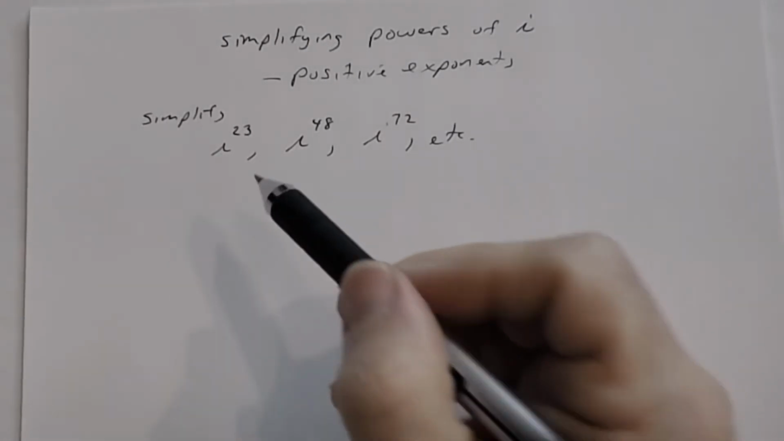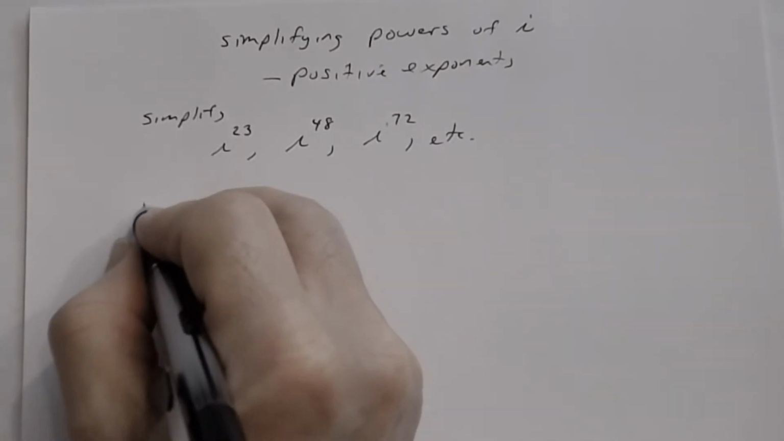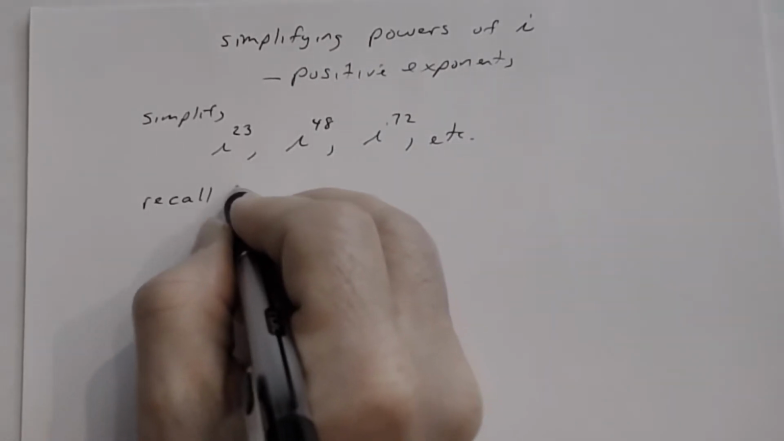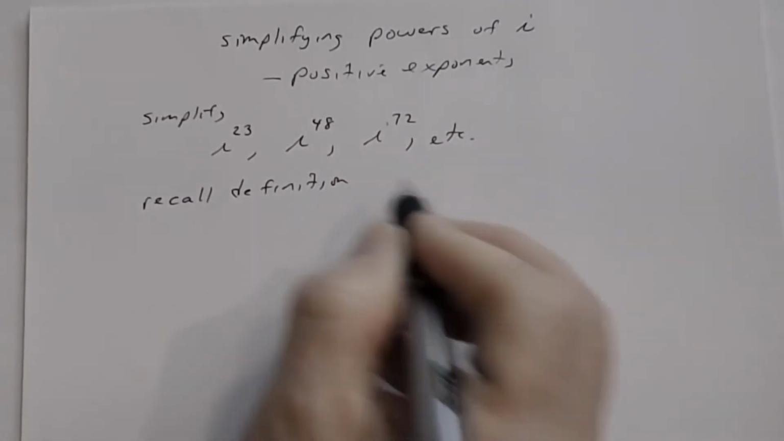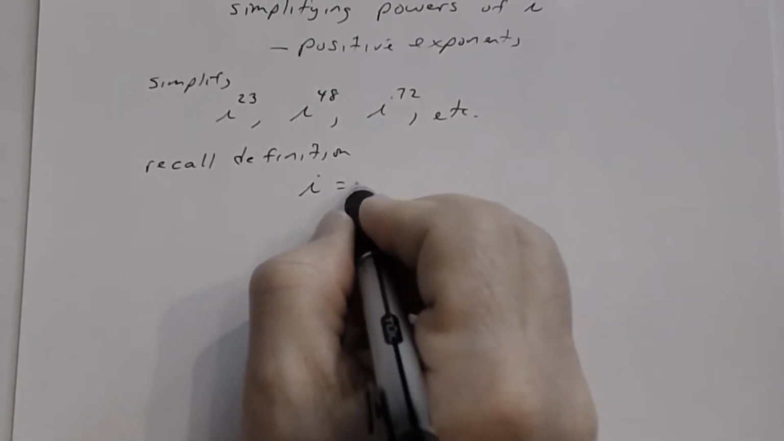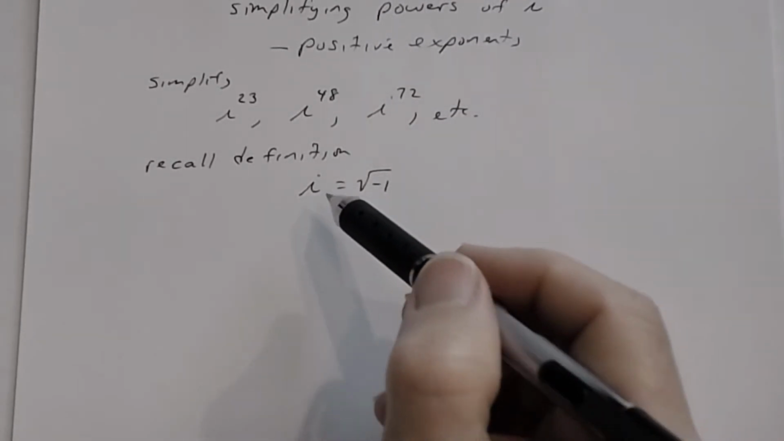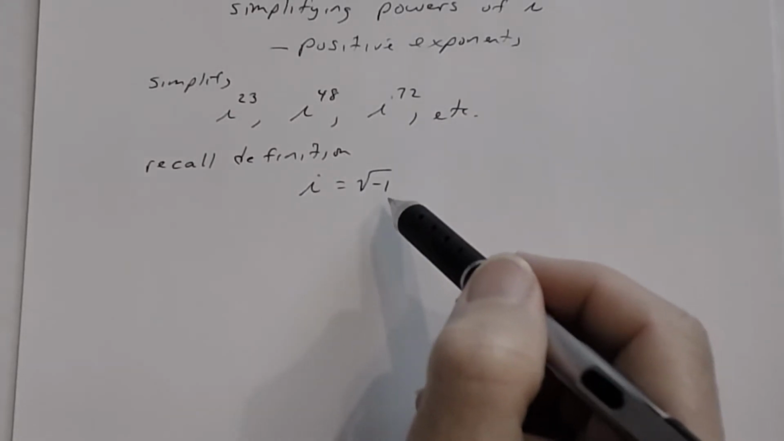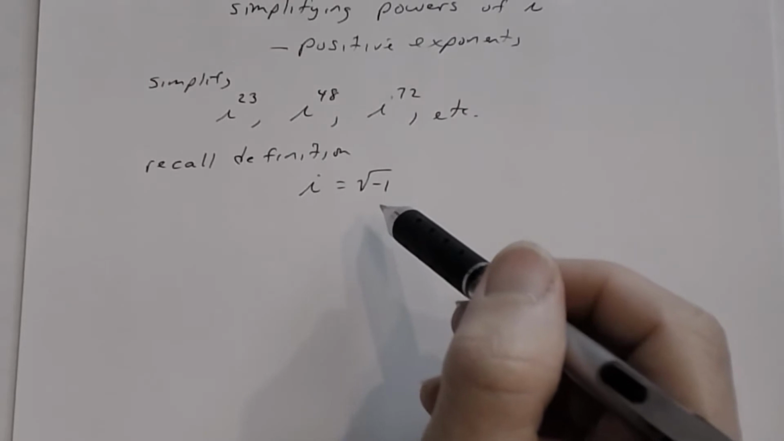Now, before you can simplify these powers of i, we have to recall our basic definition. By definition, we defined i to be the square root of a negative 1. So this imaginary unit was defined to be the square root of negative 1.